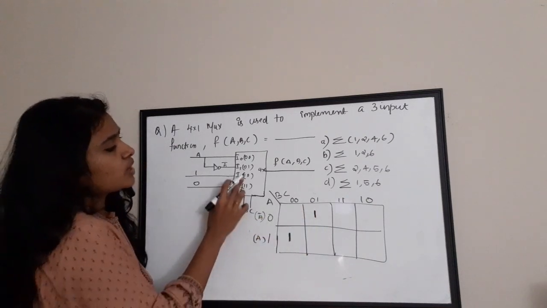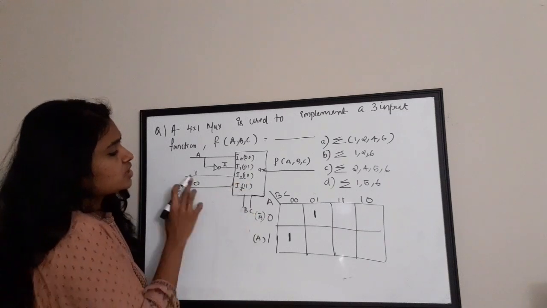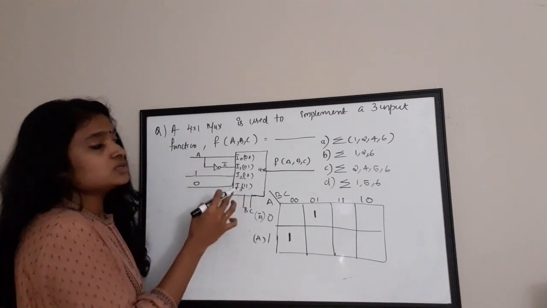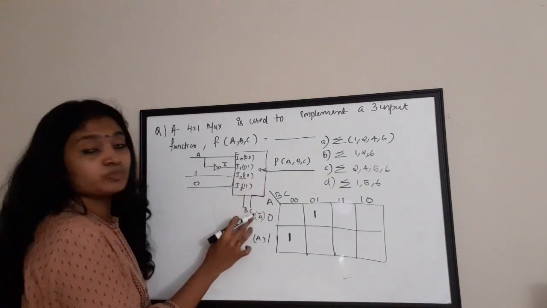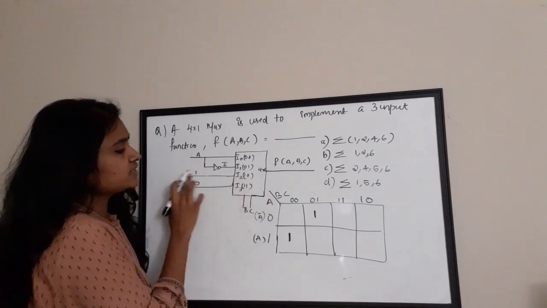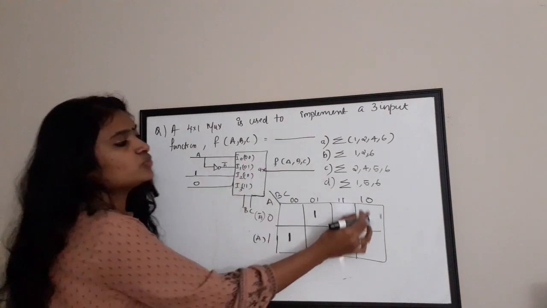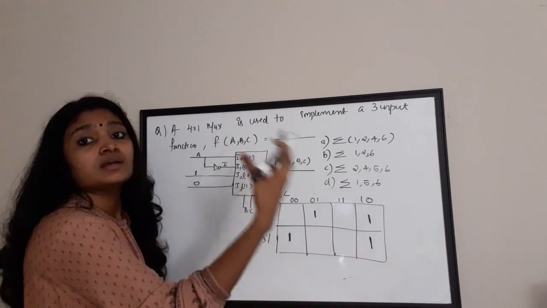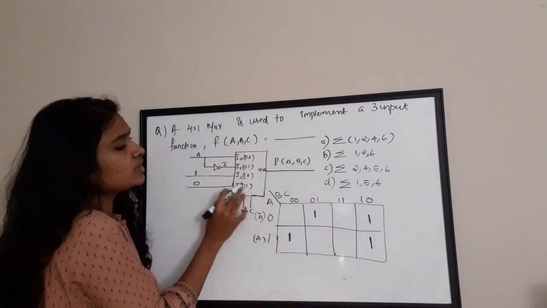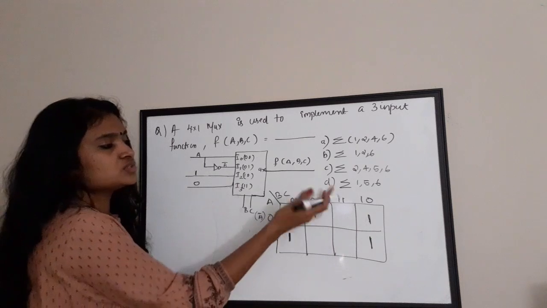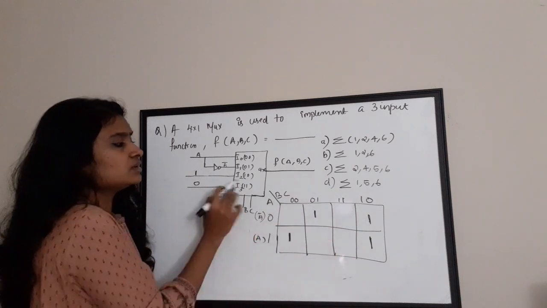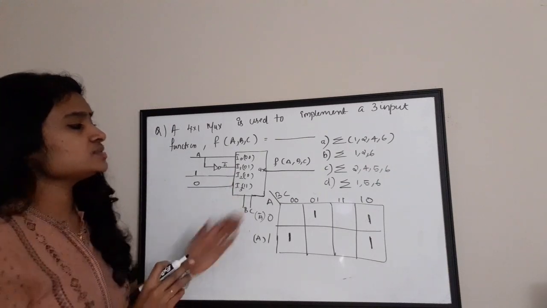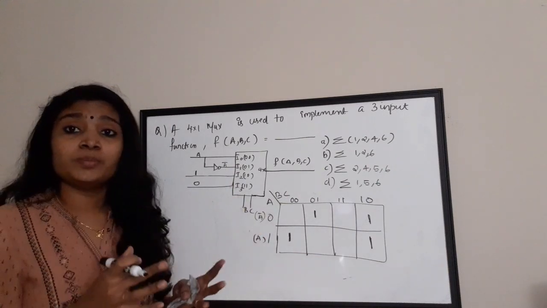Now, for 1, 0, the value is 1, that is I2 is given a 1. So for the 1, 0 combination of B and C, the value selected is 1. So for 1, 0, a 1 is given as input. And for 1, 1, the value is 0. So there are no 1s here because 1, 1 is connected to a 0 input. Okay, so this is how the K-map looks.